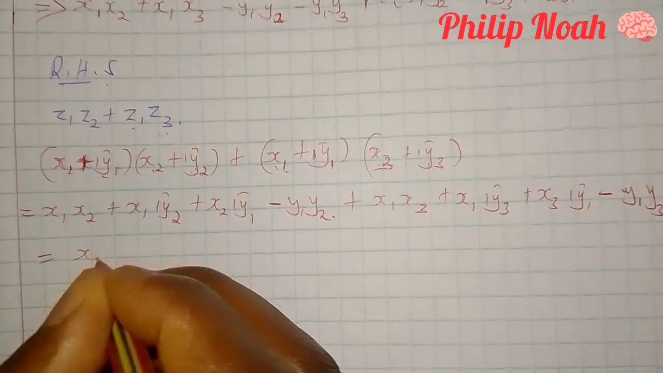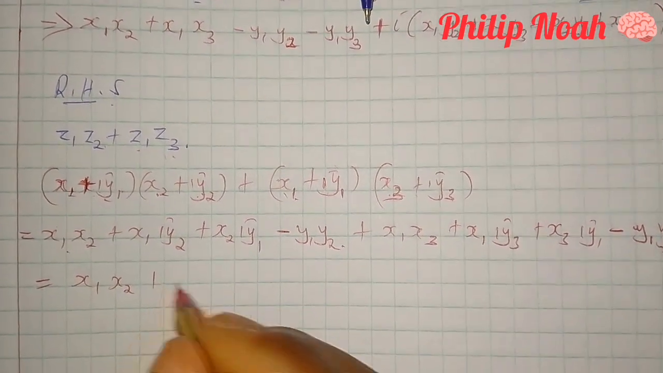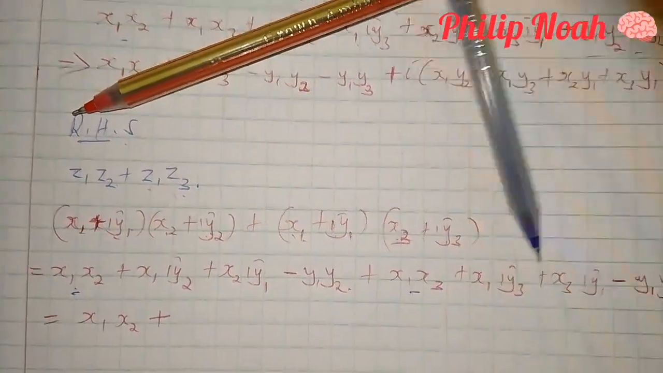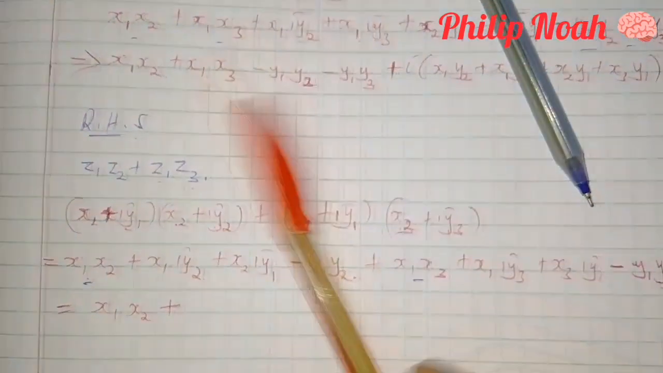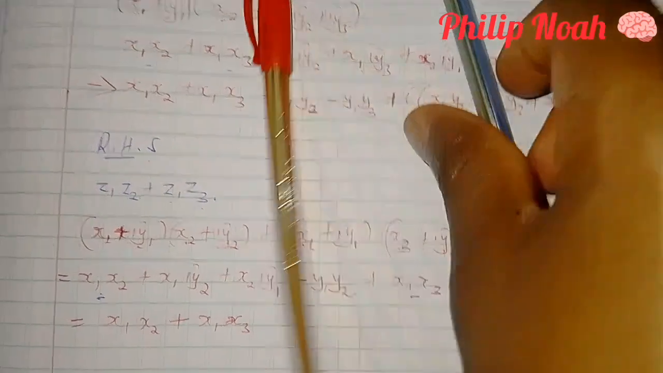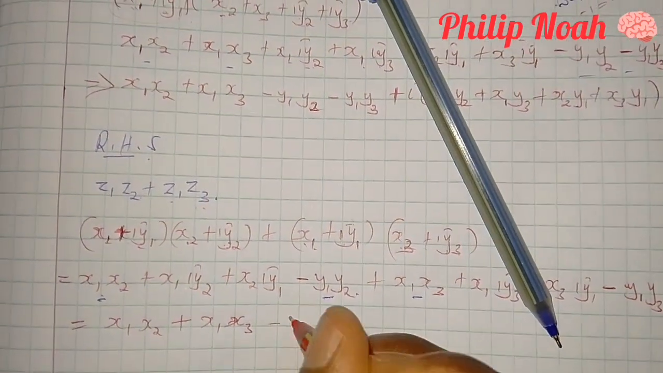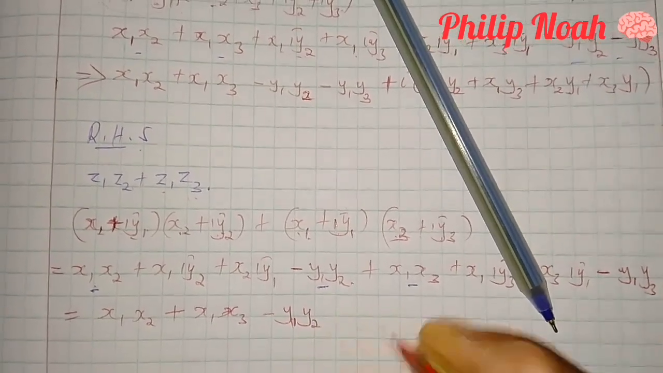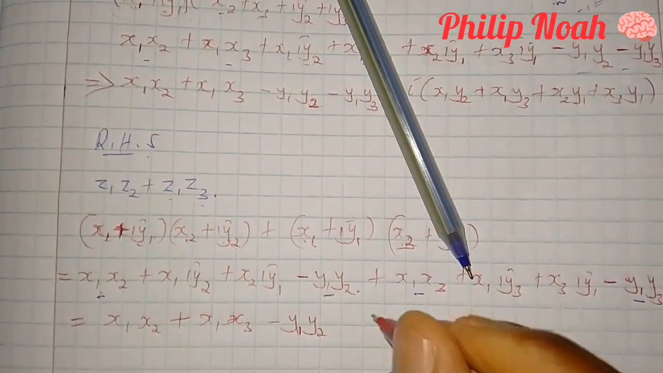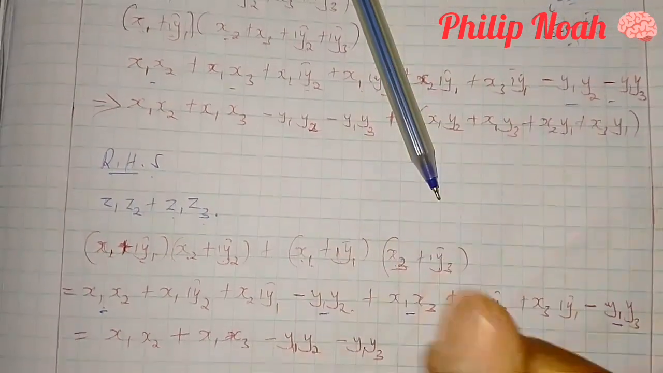We have x1, x2, this one. We have another one. We're done with this. We have this here, that is x1, x3. Do you have another one? We have it here. Minus y1, y2. Then have this one here, minus y1 y3. You're done.